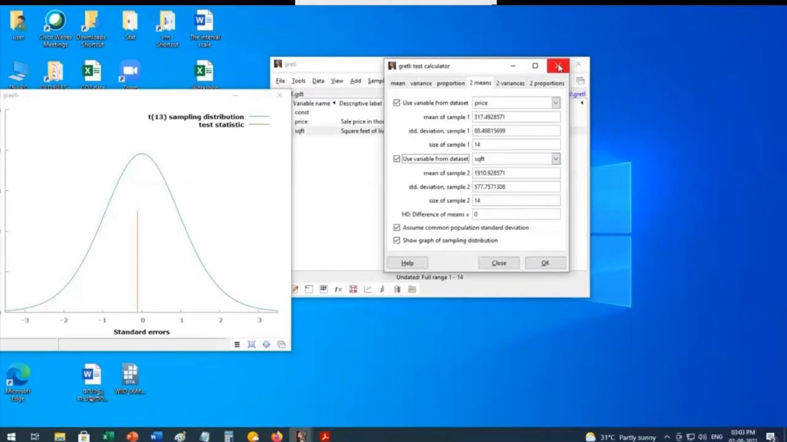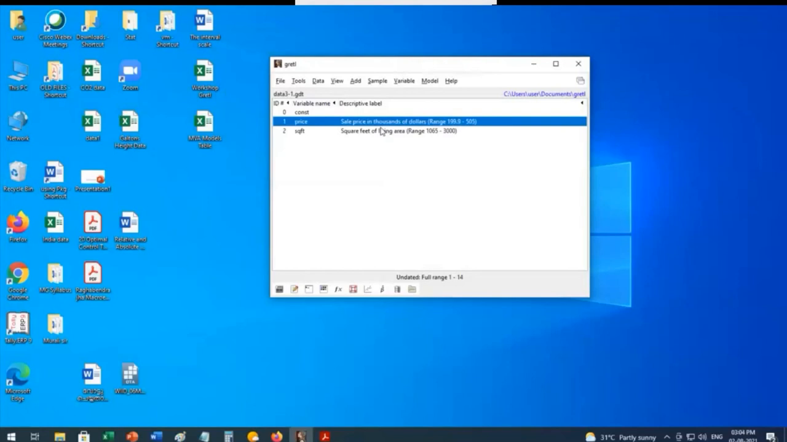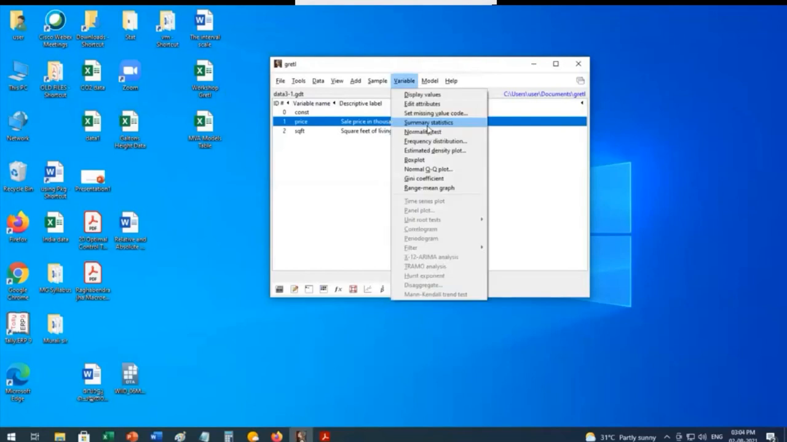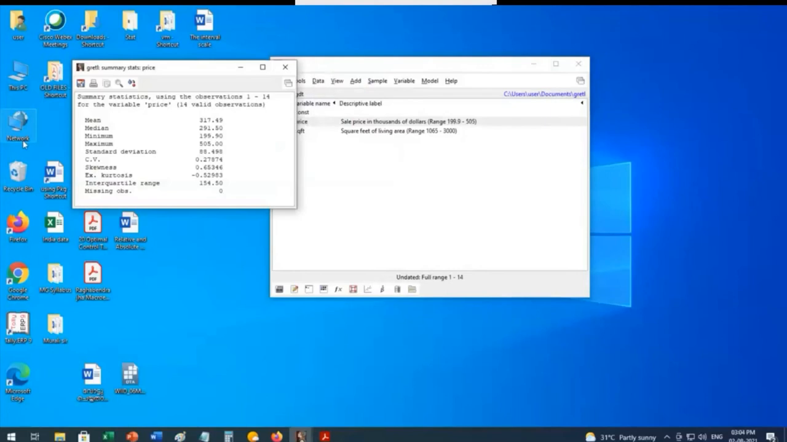Now, some other advantages are also there for Gretl. One is, suppose I am taking this price. We go to the variable, click variable. Here we can have summary statistics. Summary statistics are available in every package. So here we have mean, median, minimum value, maximum value, standard deviation, coefficient of variation, and all these are available. But in addition to this, we can have a frequency distribution.